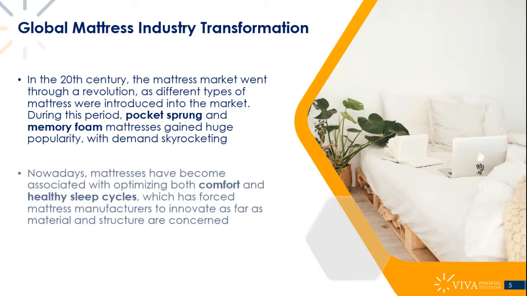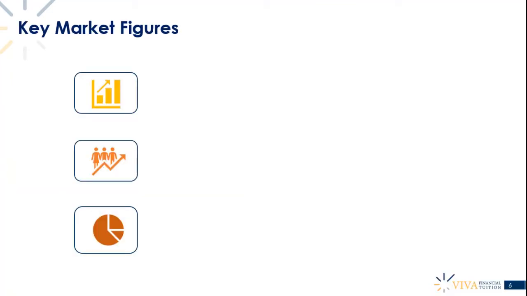Nowadays, mattresses have become associated with optimizing both comfort and healthy sleep cycles. Okay, so whereas before traditionally it was all about comfort, now we're seeing increasingly scientific and medical concerns and considerations being factored into the design of mattresses, the production of the mattresses, but also especially the marketing of mattresses, as consumers are becoming more and more health conscious. So that's forced mattress manufacturers then to innovate as far as material and structures are concerned. And we're going to be going into all of these themes in more detail as we proceed through today's industry analysis. Let's look at some key market figures now.